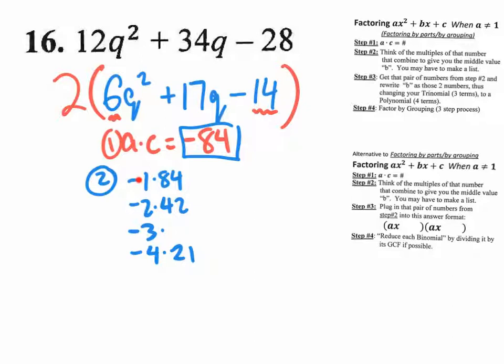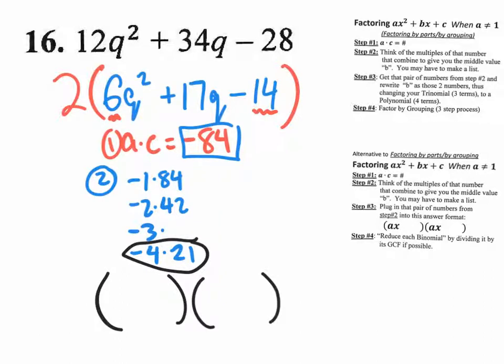As I'm going through these, I'm already combining them in my head. 84 and negative 1 is 83. That middle value is not 83. But right here, negative 4 and 21, that is 17. So I already found the right pair of numbers. So if you want to convert your trinomial into a polynomial with these two terms replacing that middle term and then factor by grouping, go ahead. I want to go with the shortcut method.